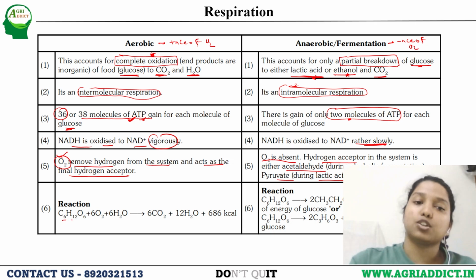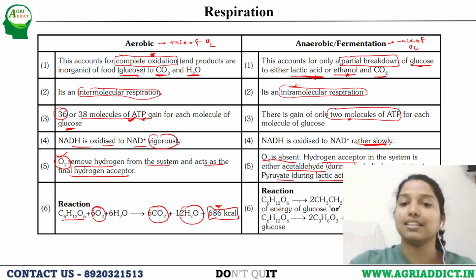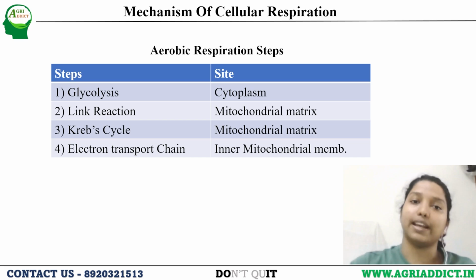Now comes the reaction. Glucose in the presence of O2 is converted into CO2 and H2O, and 686 kilocalories of energy is released. Whereas in the case of alcoholic fermentation, ethanol is formed. In the case of lactic acid fermentation, lactic acid is formed, and less than 7% of the energy of glucose is released in this case because it is a partial oxidation. So let's move to the next slide.